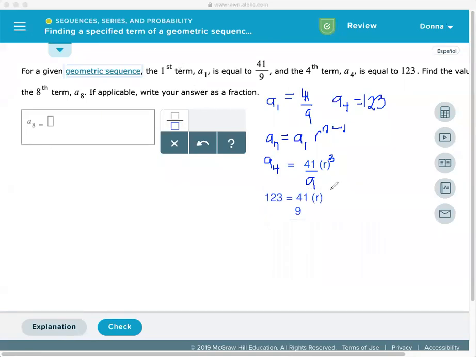And now we can solve for r. Oh, that's supposed to be 41 over 9. So I'm going to multiply both sides by 9 over 41. So I'll have 9 over 41 times 123, and that's going to equal r cubed.